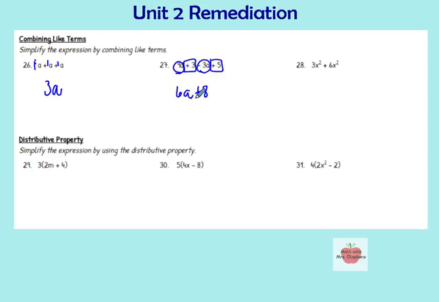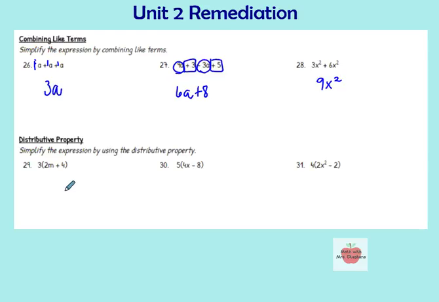You cannot combine these because these are not like terms. In the last one, 3x squared plus 6x squared, these are like terms because they both have x squared. So 3x squared plus 6x squared is 9x squared.